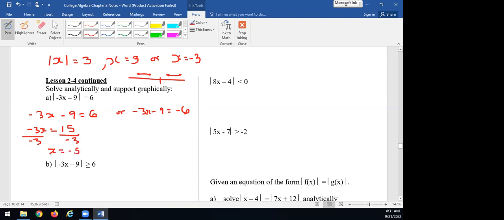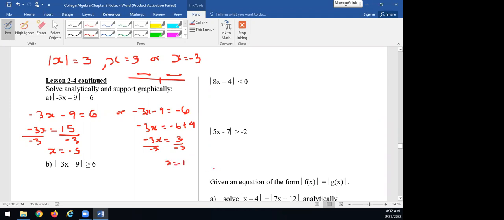Negative 5. No, that's one answer. Let's look at the other possibility that x can be. We're going to have negative 3x is equal to negative 6 plus 9. So negative 3x is equal to 3. Very good. If we divide both sides by negative 3, what do we get? x equal to negative 1.